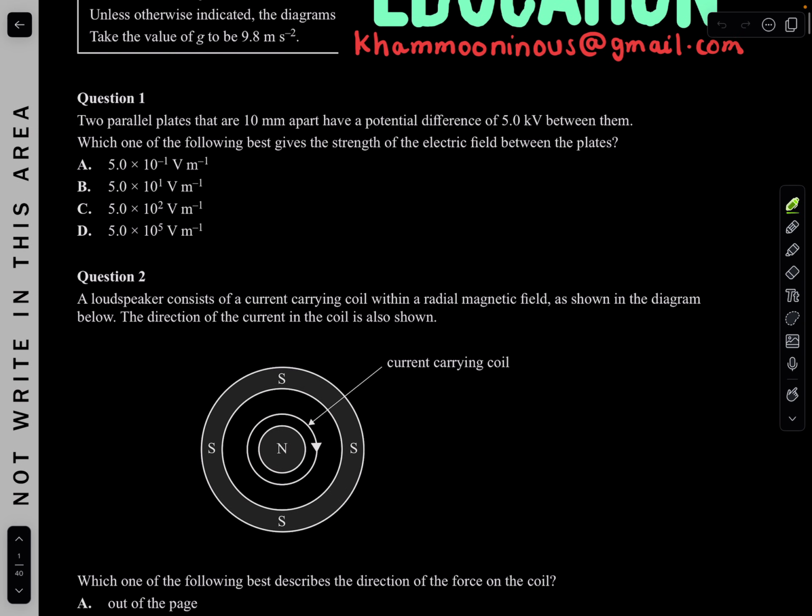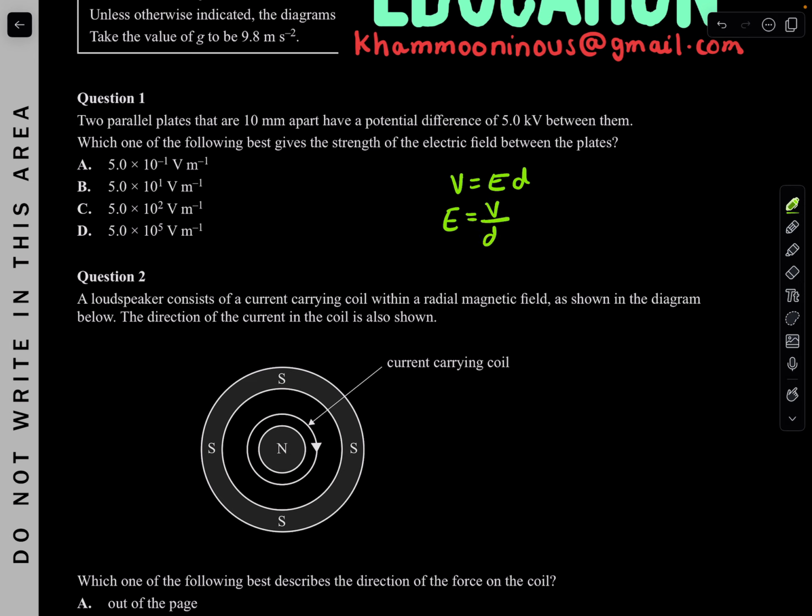Question 1. Two parallel plates that are 10 millimeters apart have a potential difference of 5 kilovolts between them. Which of the following best gives the strength of the electrical field between those plates? Easy. So the formula that should come to your mind, let me have a look at my summary sheet, is V is equal to ED. And we want to find E, the electrical field strength.